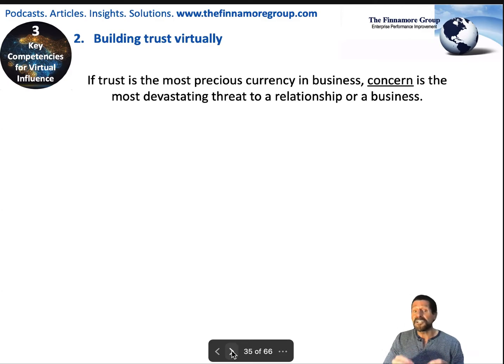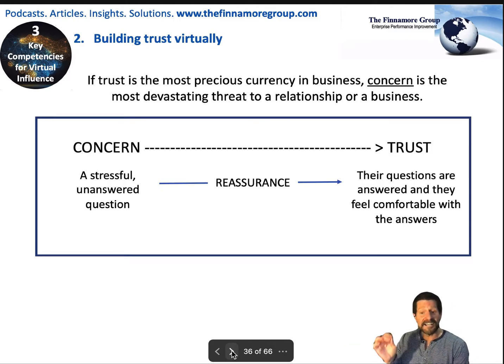So, if trust is the most precious currency in business, concern is the most devastating threat to a relationship or to a business. Concern. What is a concern? It's an unanswered, stressful question. There can be unanswered questions, but they don't cause concern because the question isn't terribly stressful or important. A concern is an unanswered, stressful, wondering point. The customer or the colleague is wondering and they're worried and they're upset. Trust means their questions have been answered and they feel comfortable and satisfied with the answers. That process is called reassurance.